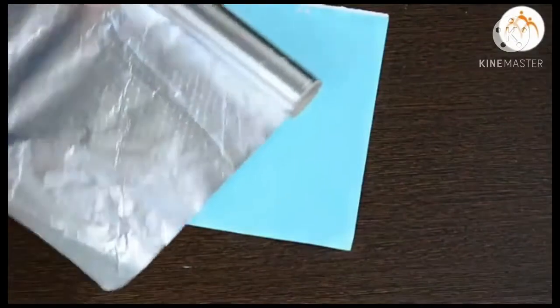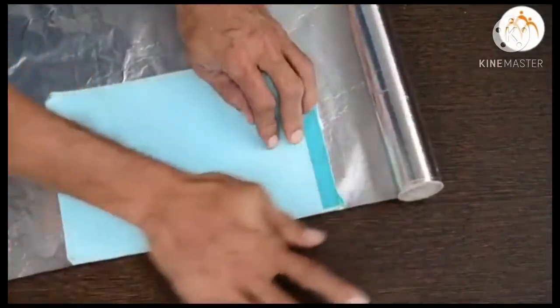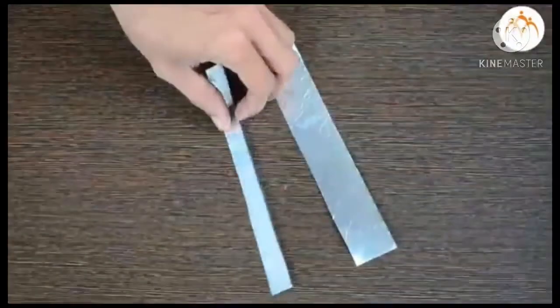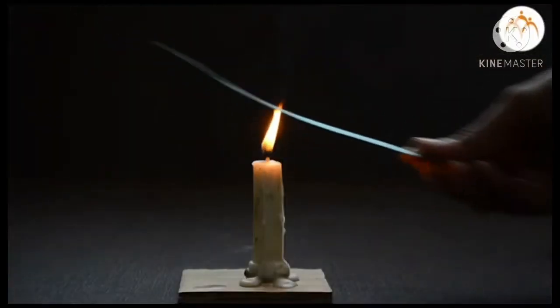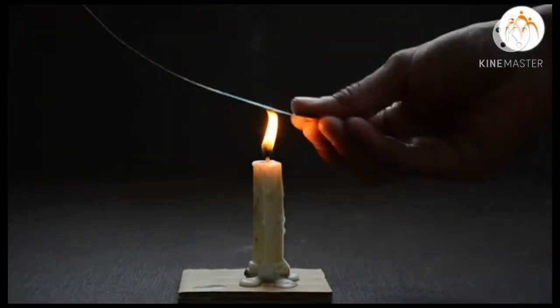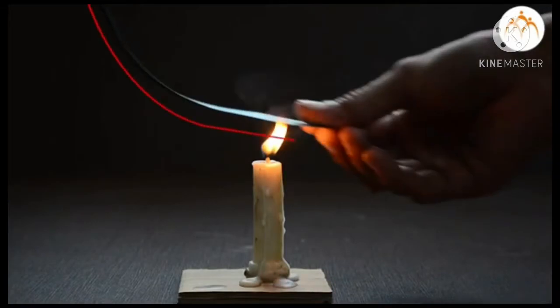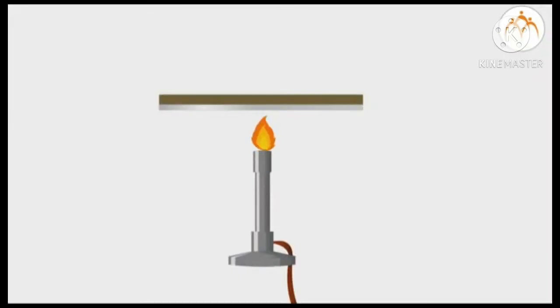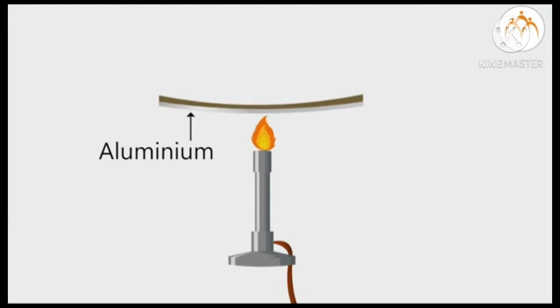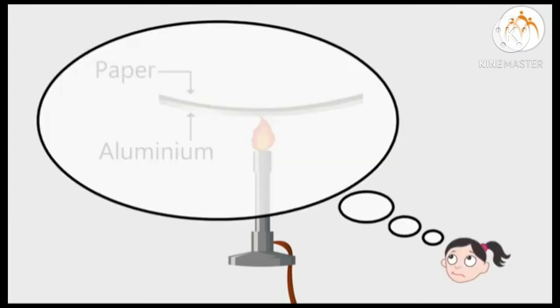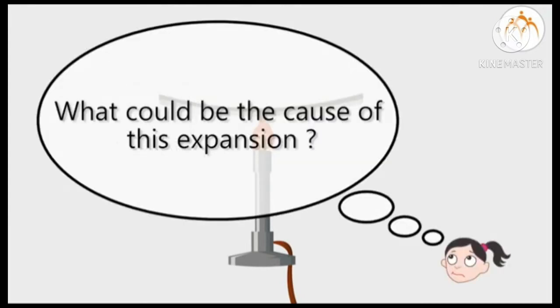This is the aluminium foil pasted to the paper. If I heat this strip, it will bend in one direction. Amount of expansion for aluminium is different than that of paper. What could be the cause of this expansion?